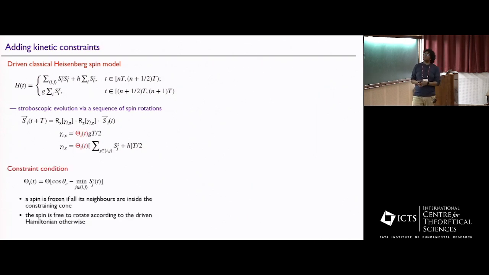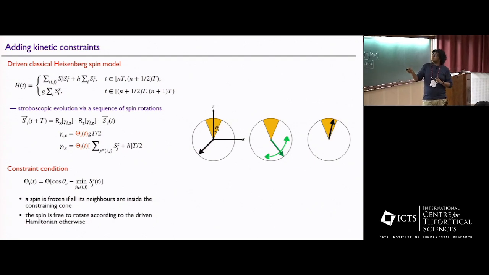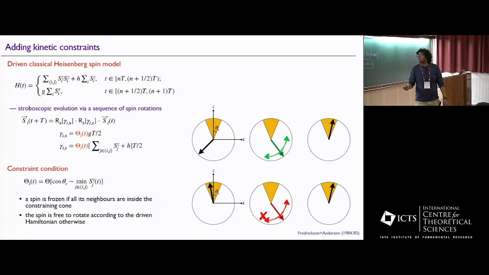And now, how do we actually think about adding kinetic constraints to this model? So what we do is we say that at the start of every time cycle, each spin goes and checks whether it satisfies a particular condition or not. And the constraint condition is a theta function of this kind: cos θc, where θc is going to be a parameter in my problem, minus the minimum of all the z components of its neighboring spins. So in words, what it means is that imagine this is a sphere, this is a sector defined by this angle θc, and what we are saying is that a spin is free to rotate if one or both its neighbors are outside this cone, and this spin is frozen. It cannot rotate if both its neighbors, if you think of this being on a 1D chain, are inside this cone.